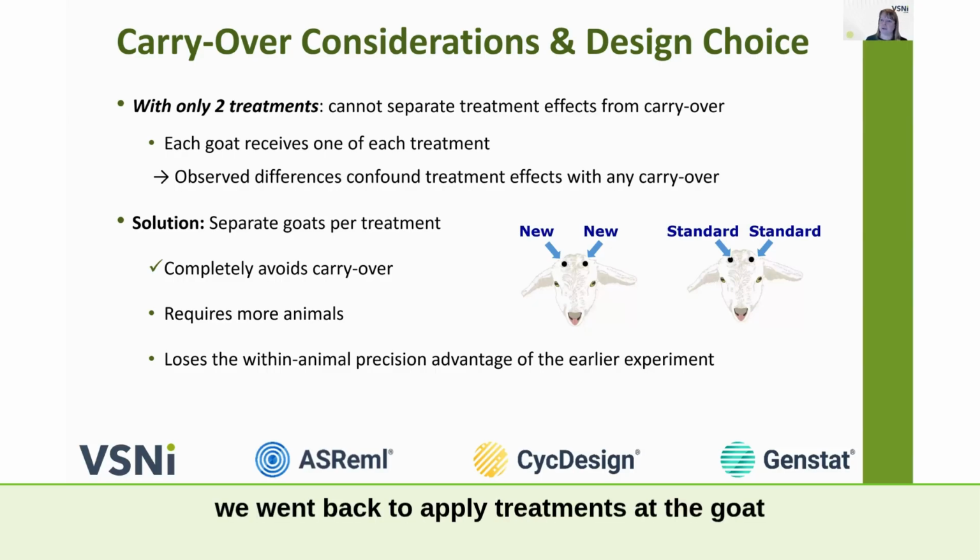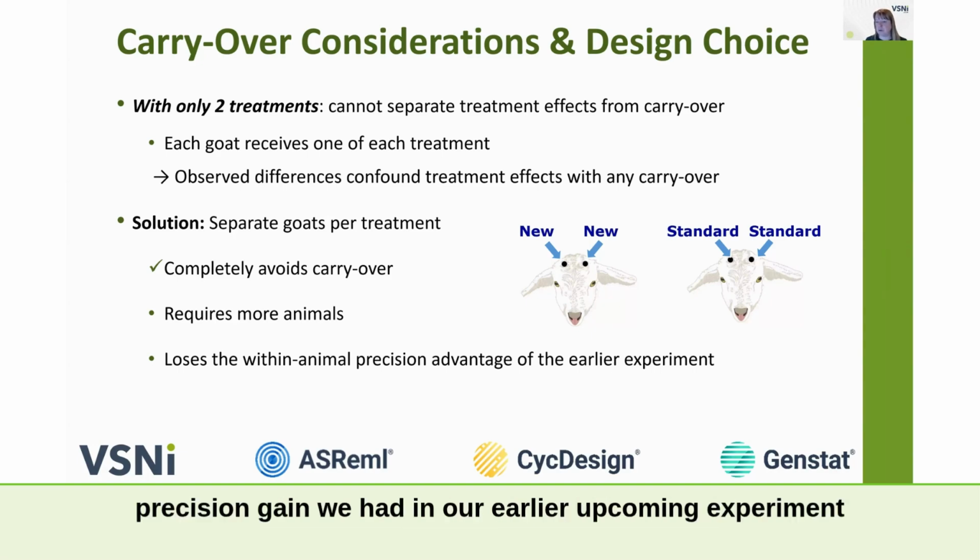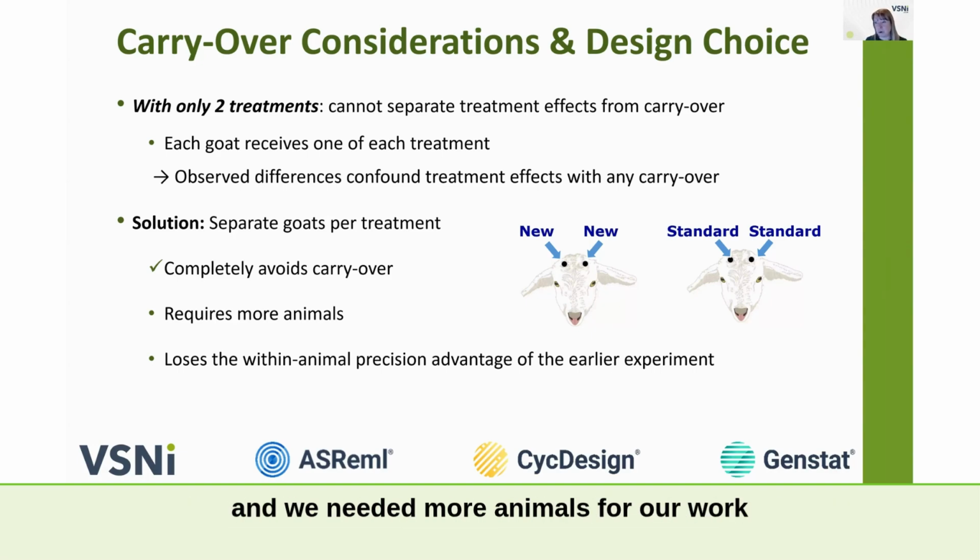So we went back to applying treatments at the goat level. This meant we lost that within animal precision gain we had in our earlier experiment, and we needed more animals for our work. But we avoided the problem of carryover, and indeed the experiment would then better reflect what would happen in real world practice. You wouldn't have different treatments on different horn buds. The same goat would receive the same one.